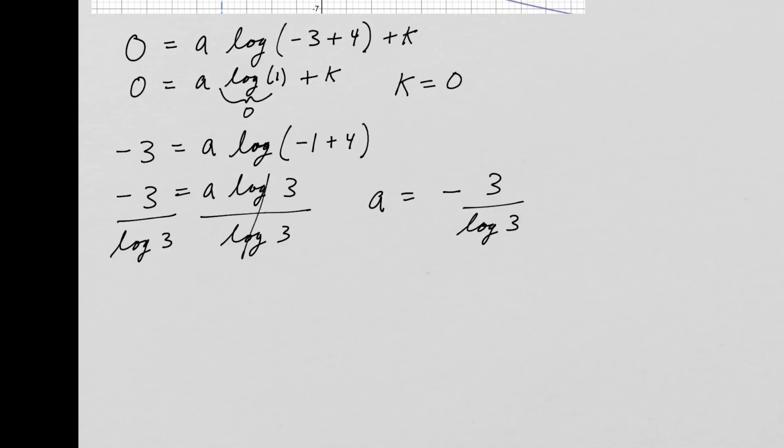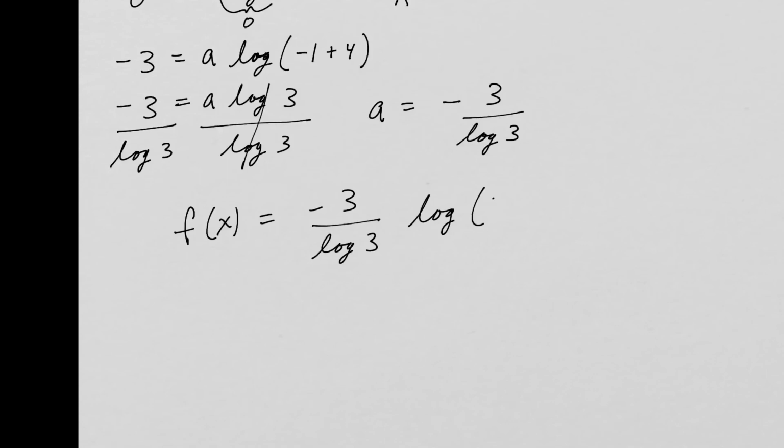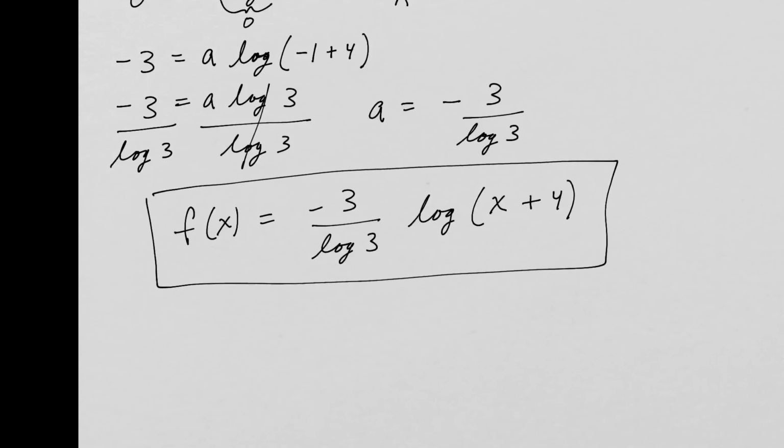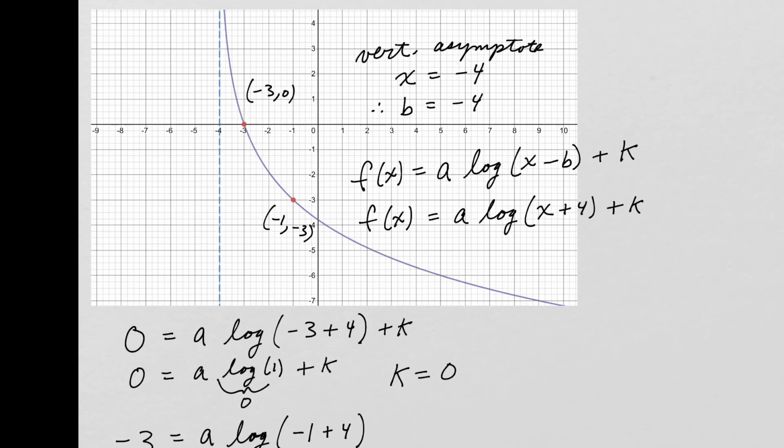All right, so that's it. So I'm done. I have everything I need now, right? So now I can figure out the exact equation for that function. It's going to be a, which we know is negative 3 over log of 3, and then times log of x, and then it was minus a negative 4, so that was plus 4, and then k was 0. So this is our equation. So this graph up here in purple is the graph of that particular function. And that's what I put into Desmos to get that graph.